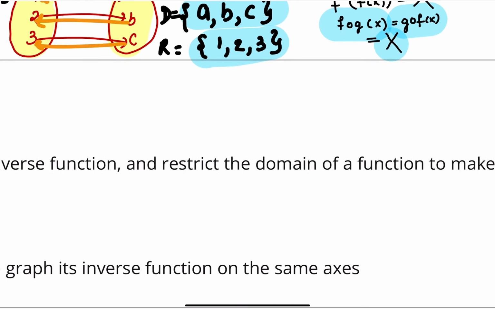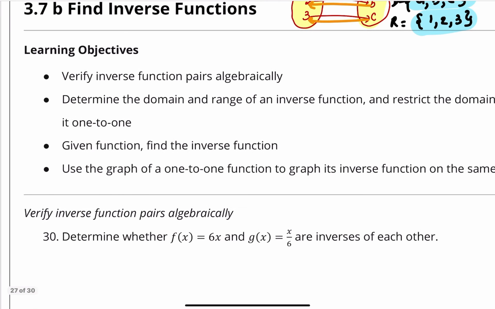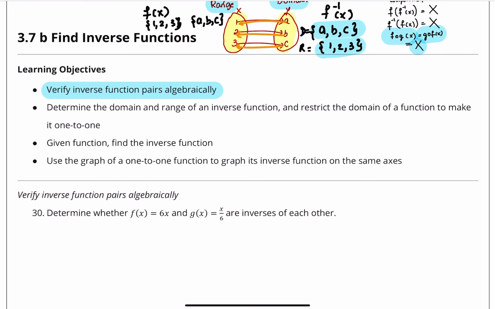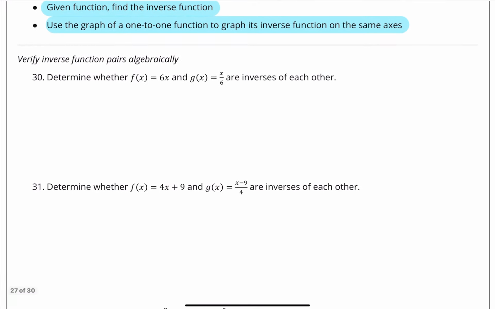Now let's go ahead and work the problems. Today's objective is to verify inverse function pairs algebraically, determine the domain and range, and restrict the domain of the function to make it one-to-one. Given a function, find the inverse. Use the graph to find the inverse. So let's dive in here.